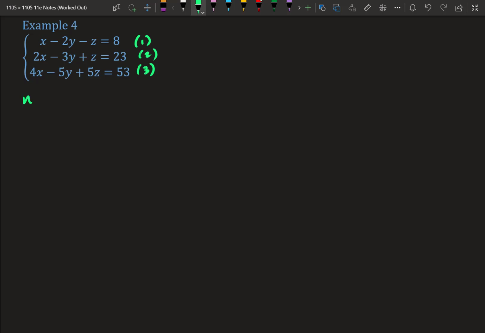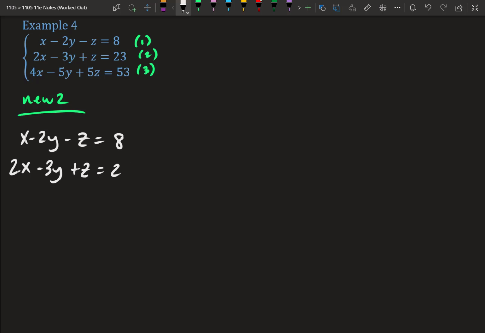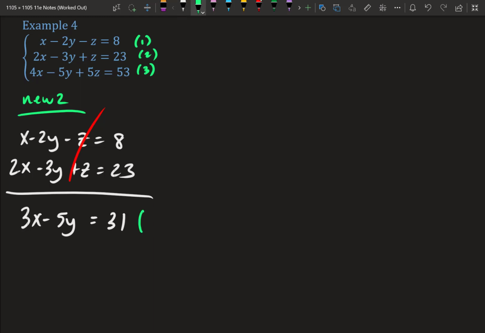All right, let's find our new 2. For our new 2, we're going to take 1 and we're going to take 2. Do you see anything that is the same but with opposite signs already? I hope you do, because we can cancel those z's out. We don't have to do work. Awesome. So we have 3x minus 5y equals 8 plus 23, which is 31. And that's our new 2.